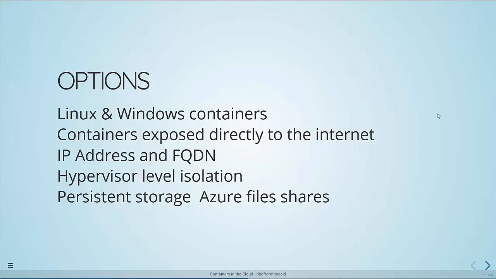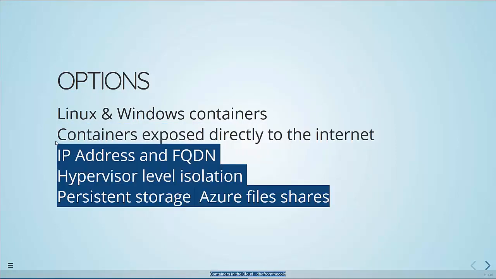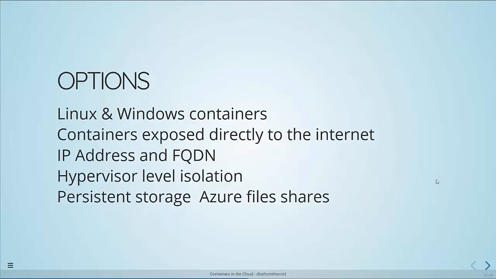The next point here, containers are exposed directly to the internet, is the default and was the only option up until a while ago. We now do have the option to spin up a virtual private network and run our containers in there, so we're not exposing our containers directly to the internet. I don't know if anyone's ever exposed SQL Server on port 1433 directly to the internet, but bad things can happen. Okay, so we also get an IP address and a fully qualified domain name if we specify it.